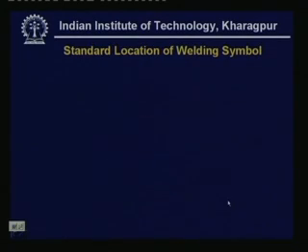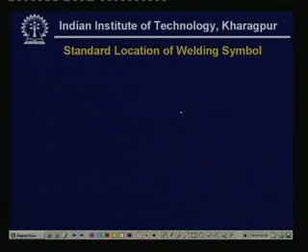Now, we have to know the standard locations of the welding symbol. That is very important, because if you are going to design, then you will have to have some understanding or knowledge about the drawing of machine components. Suppose you want to designate the welding, then it is given by means of a reference line and one arrow here. So, this arrow points to the joint where the welding has to be applied.